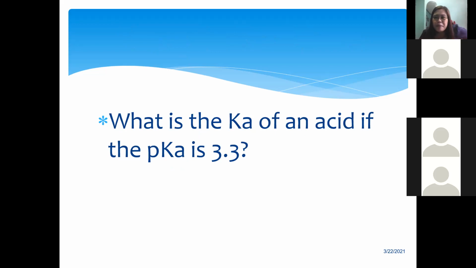Now, another example, parehas lang gihapon ni siya atong sa pH ha, baliktad lang ni. So what is the Ka of an acid if the pKa is 3.3? So it's the same thing. We will use this formula. Pero baliktad kasi this time the given is the pKa and then we will be looking for the acid dissociation constant. Ka, class, is the acid dissociation constant ha. So sige, kamo daw mag-compute since I have already taught you how to do this kind of computation.